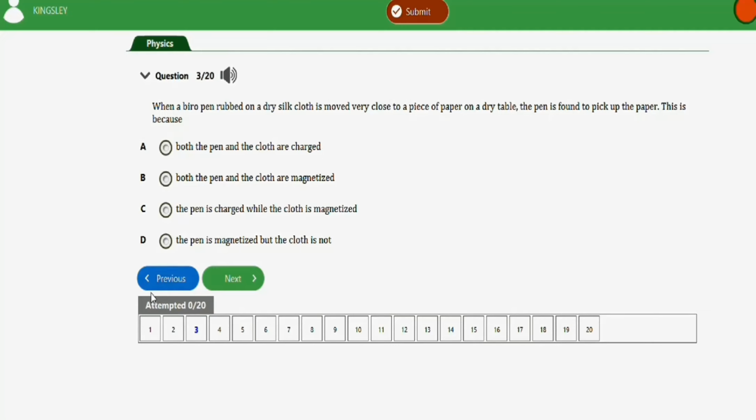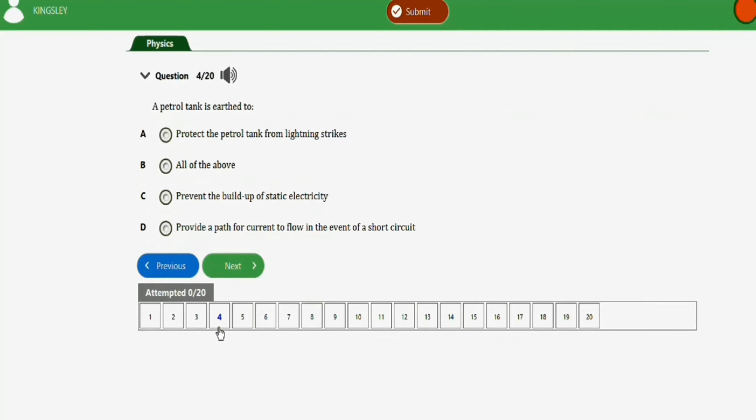The next repeated question is this question. It says a petrol tank is headed to, where option A, protect the petrol tank from lightning strikes; all of the above; protect the buildup of static electricity; provide a path for current to flow in the event of a short circuit. So the right option is option B. All these options we have are correct. So the right one will be option B, all of the above. Alright, so that's it for this question.